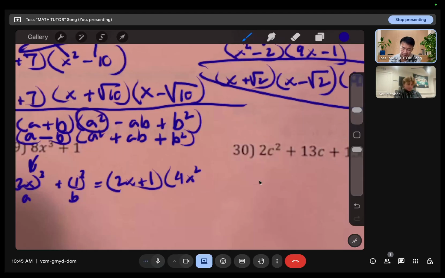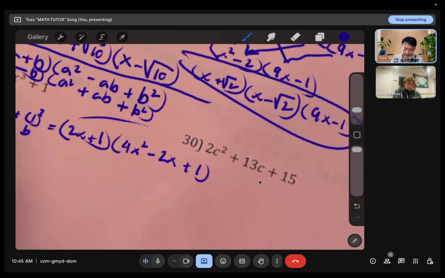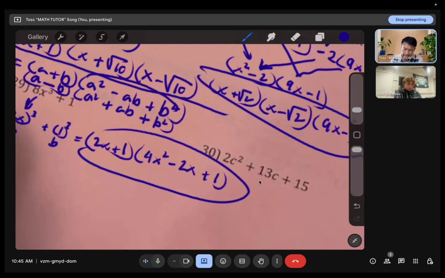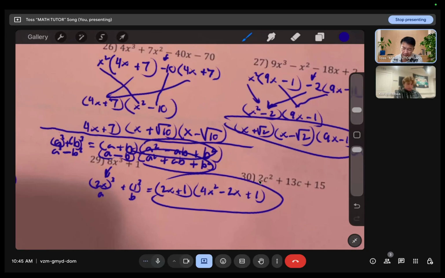Okay. A squared, this is a, therefore it's going to be 2x times 2x. But then minus a times b. So it's 2x times 1. It's just going to be 2x. And then the last, 1 squared. B squared is 1 squared. That's it. You're done.